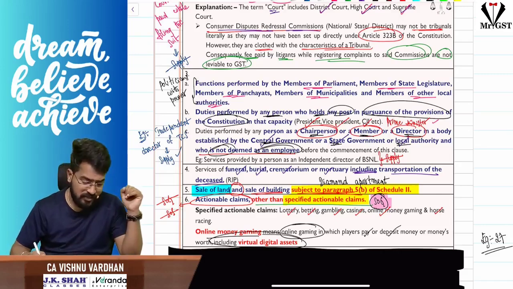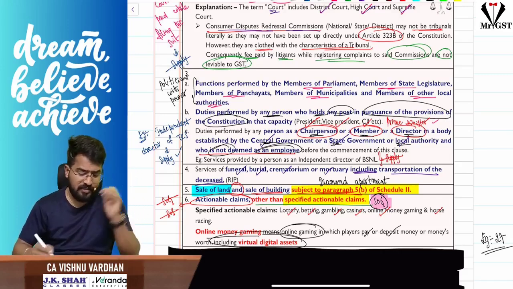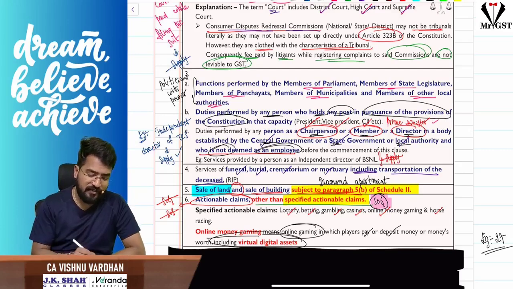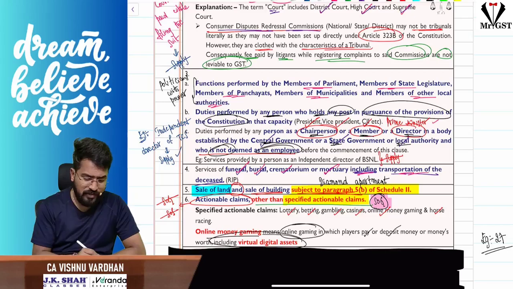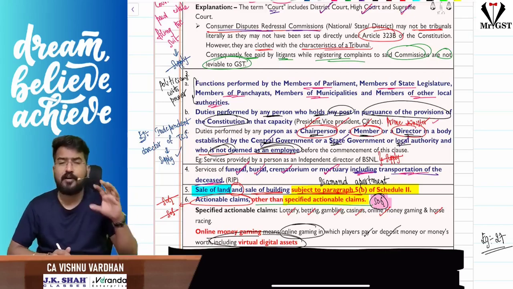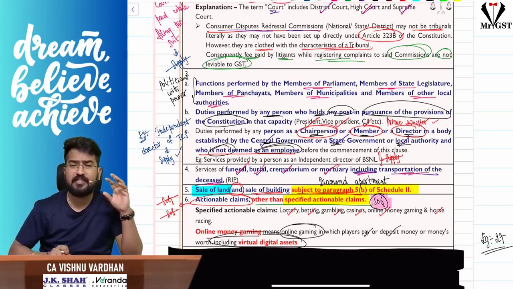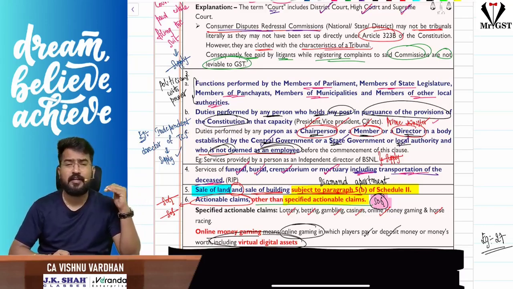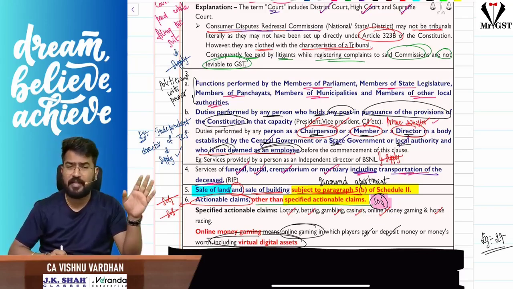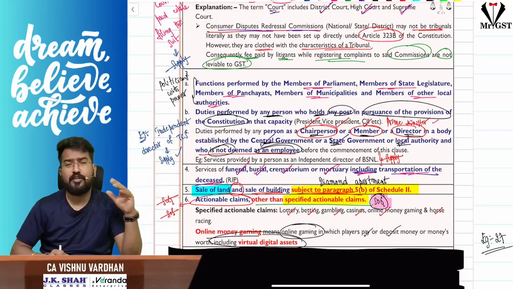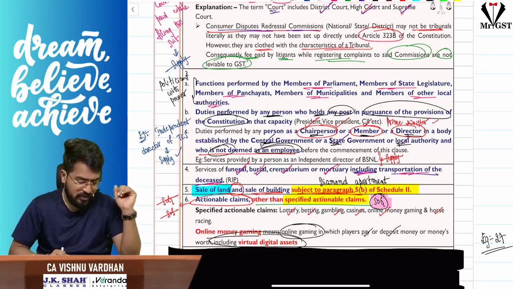Next, the fourth one, we can say rest in peace services actually. The services of funeral, burial, crematorium, mortuary, including transportation of the deceased, these things are also neither supply of good nor supply of service. The government is saying, may your soul rest in peace at least after your death without paying taxes, like that. So they are saying these are not at all a supply. Okay, so this is the next one.